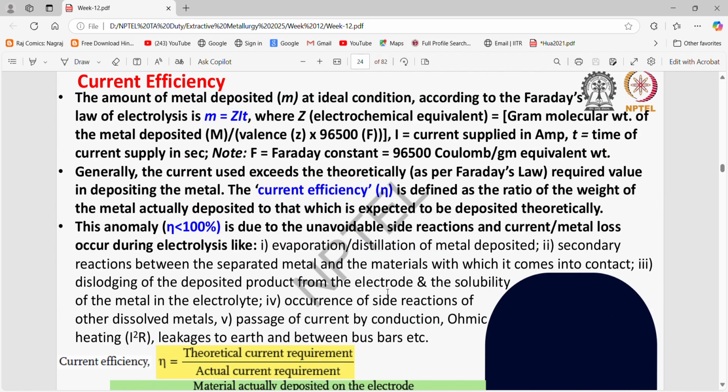Now coming to current efficiency, the amount of metal deposited at ideal conditions according to Faraday's law of electrolysis is M equal to ZIT. Here Z is the electrochemical equivalent, or we can say the gram molecular weight of the metal deposited divided by valency into Faraday constant, while I is the current supplied in ampere and T is the time of current supply in seconds. Note that the Faraday constant is around 96500 coulombs per gram equivalent weight.